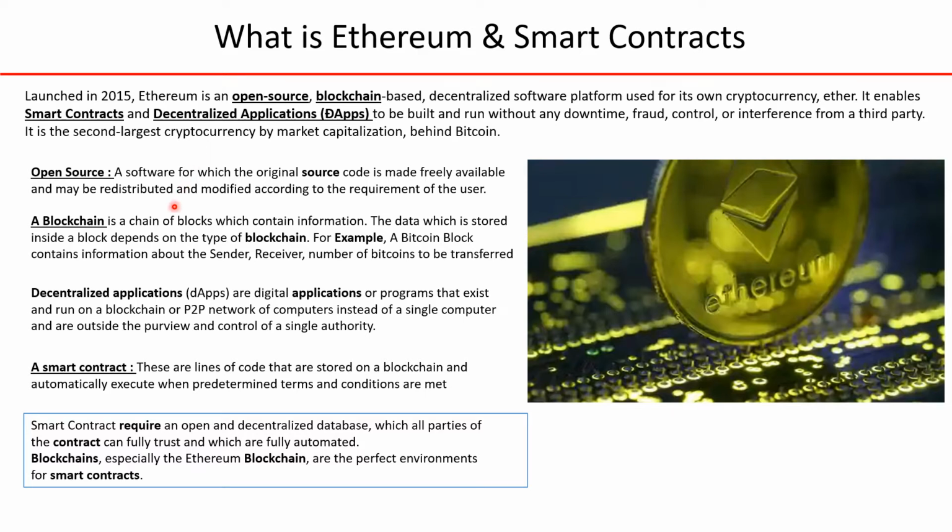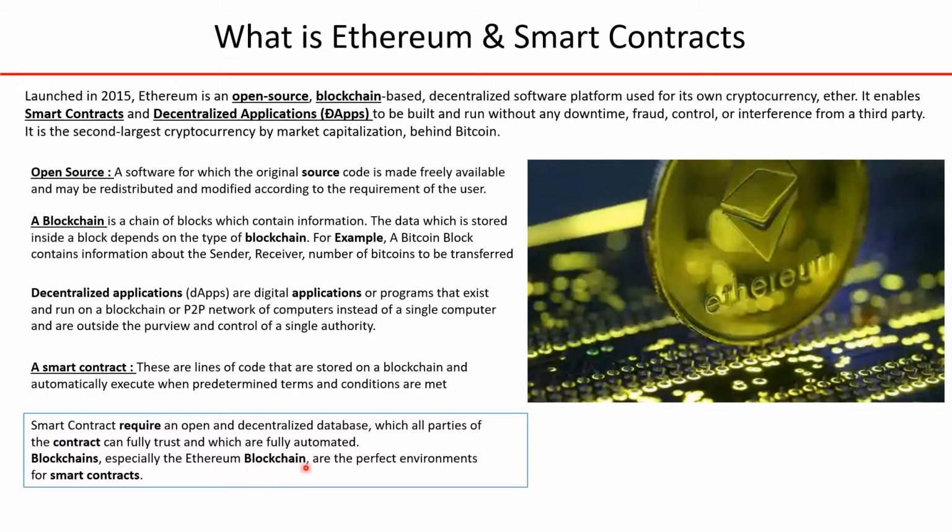Once we club all these four items and we get it on a single platform, then it defines Ethereum. So that is why Ethereum is an open source blockchain based decentralized software platform, where all these decentralized applications can be developed along with smart contract facility, which defines it in the crypto world. So a smart contract requires an open and decentralized database which all parties of the contract can fully trust and which is fully automated. So this is the basic concept of a smart contract.